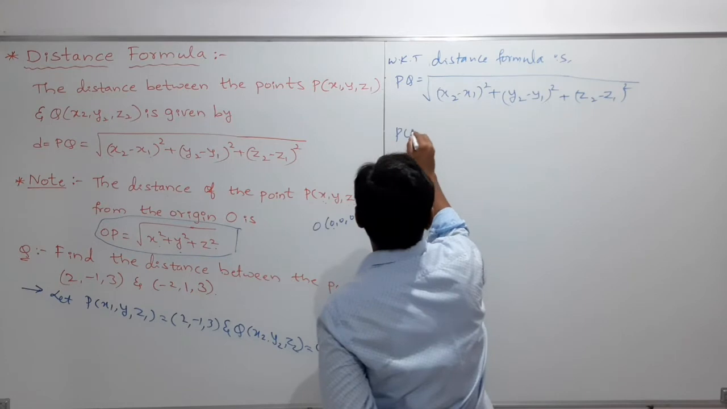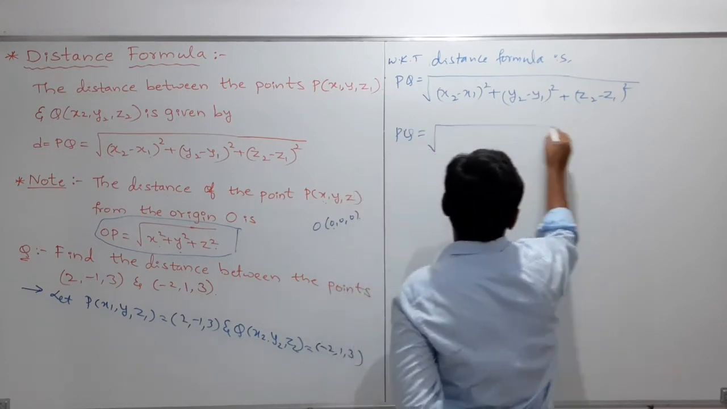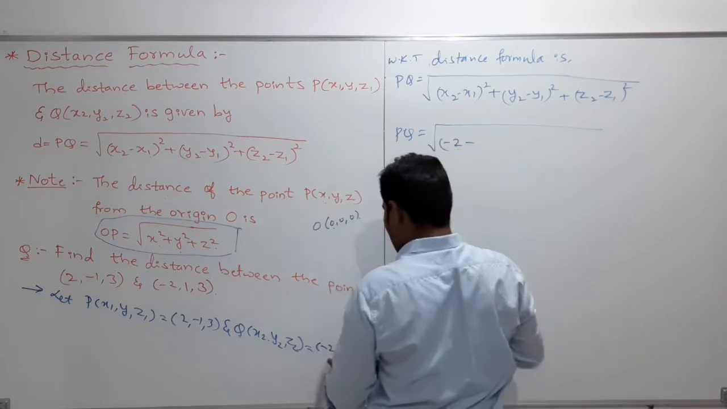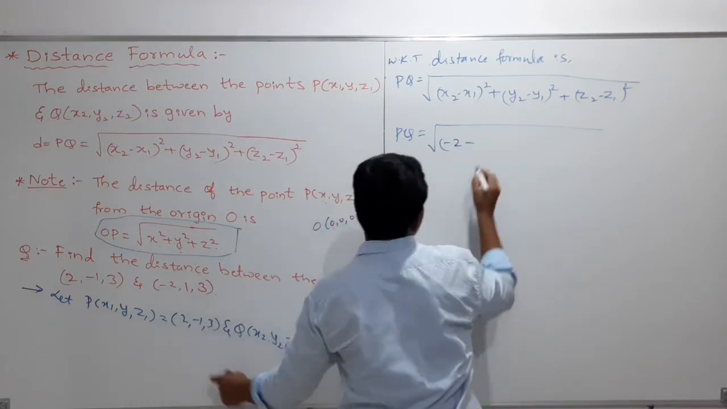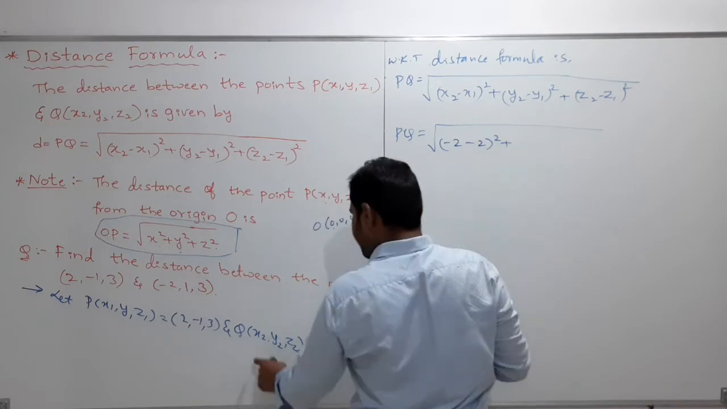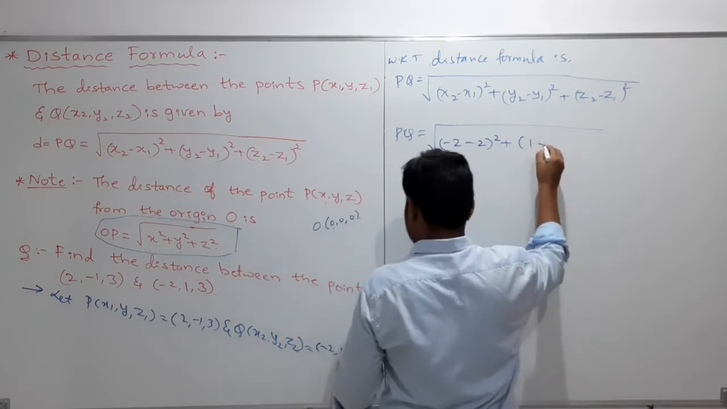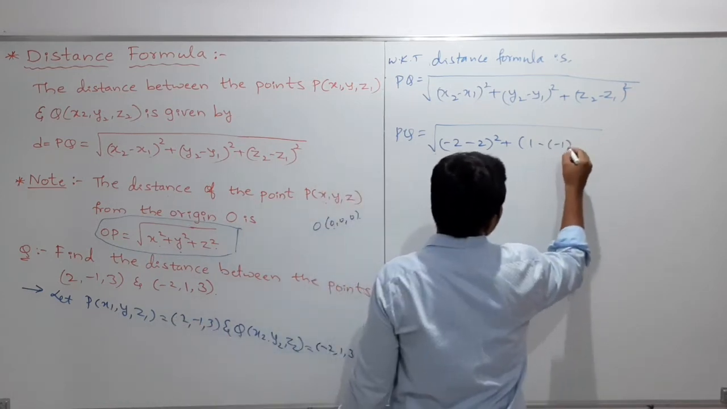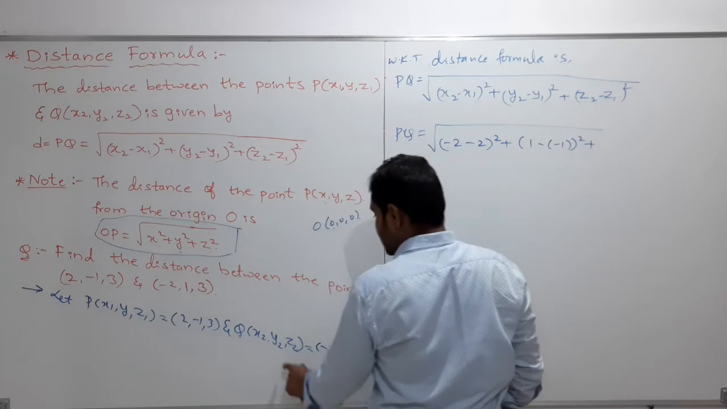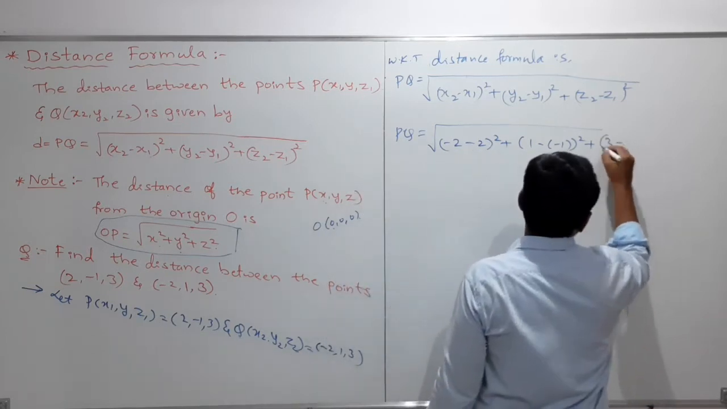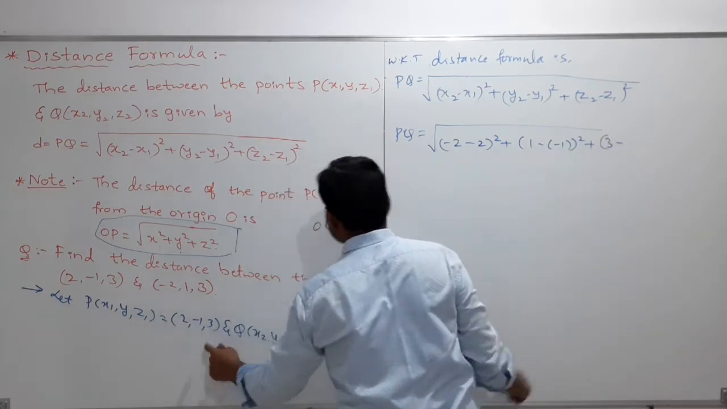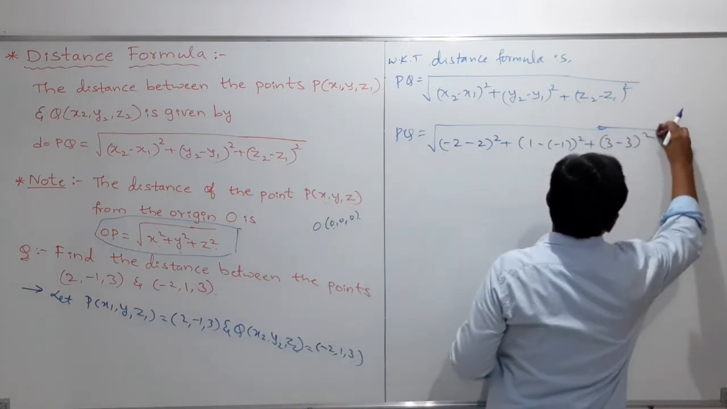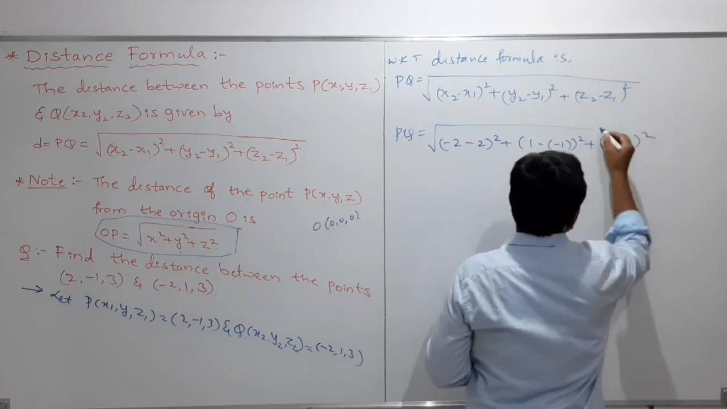So now apply the formula, my dear students. PQ equals the square root of, what is the x2 value? It is -2, minus of x1, that is (-2) whole square, and the y2 value is 1 minus y1 value, which is -1, so 1 minus of (-1) whole square, plus z2 value 3 minus z1 value, which is also 3, whole square. Remember, I am just applying the formula.